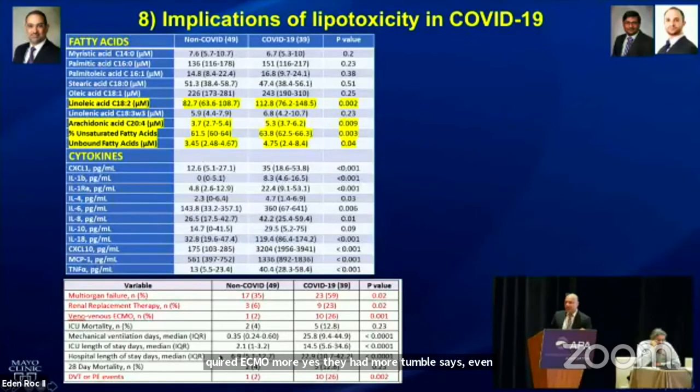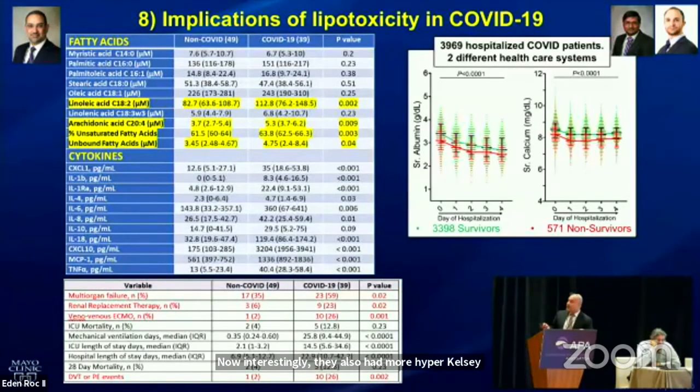Now, interestingly, they also had more hypocalcemia and hypoalbuminemia. And this is a large retrospective cohort of about 4,000 patients. And what you can see is this is broken into non-survivors, about 571, and 3,400 odd survivors. And these are the daily calcium and albumin values in these patients from the day of hospitalization. It's interesting to note that not a single albumin by the second day is above 4.